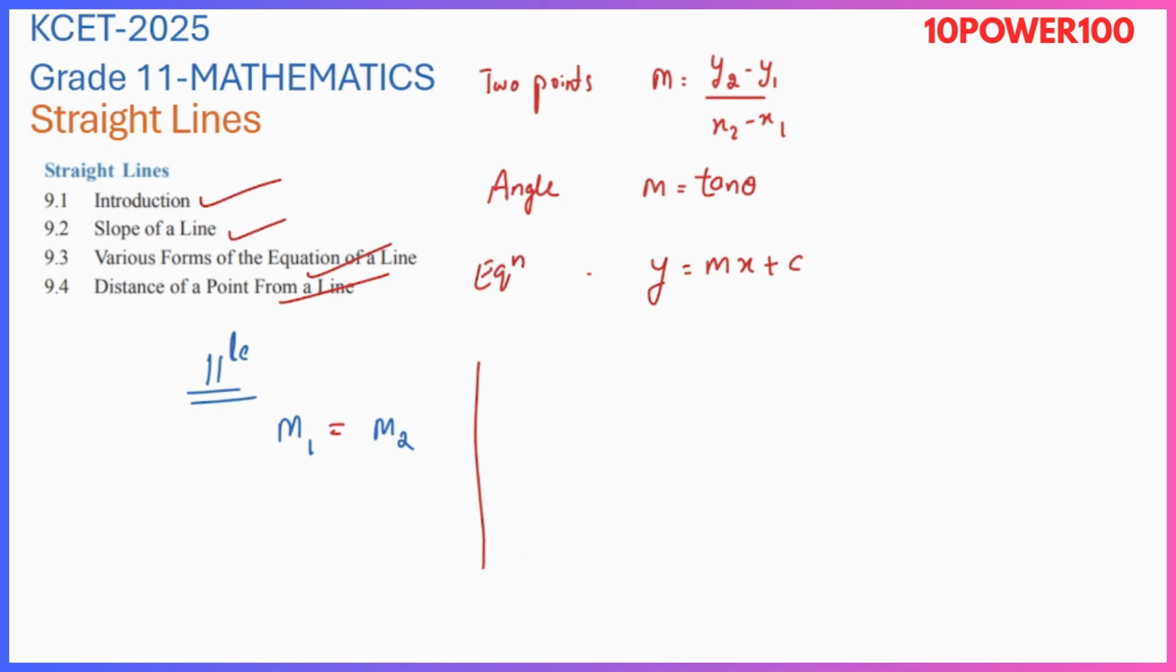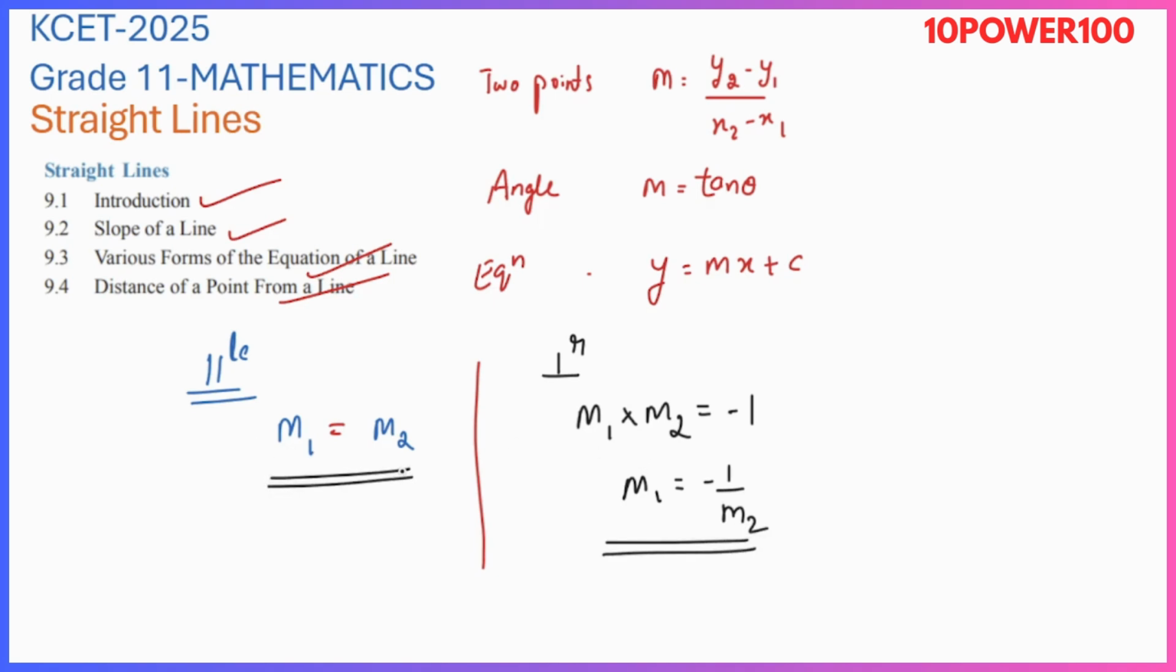Next, for the perpendicular condition, if the lines are perpendicular to each other, in that case the product of two slopes, m1 into m2, is equal to minus 1. So the product of two slopes will be minus 1, or else m1 is equal to the negative reciprocal of the second slope, so m1 is equal to minus 1 by m2. This can also be asked in the examination. So these 2 points are very important, parallelism and perpendicularity conditions. So please note down these 2 points.